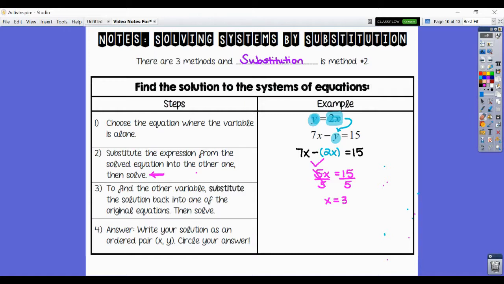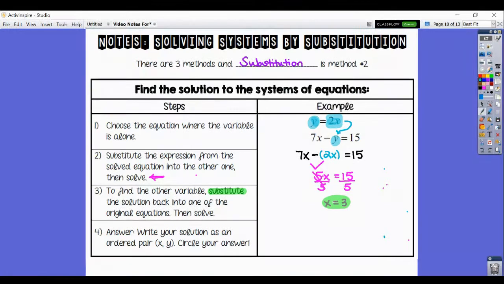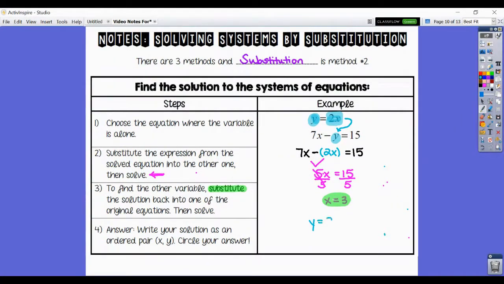This is when we go to step number 3. It says to find the other variable, we're going to substitute the solution that we just solved for back into one of the original equations and solve. So it does not matter which one you choose, but I'll choose the first equation here. y equals 2x. Again, anytime you substitute, you erase and replace the variable you know a little bit more information of. Maybe it's a number, maybe it's an expression, but you're substituting that in.